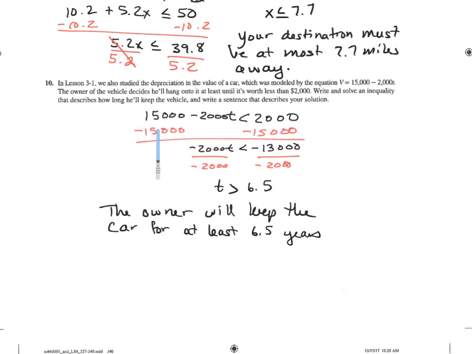Okay, so I subtracted the 15,000 from both sides, and I got negative 2,000t is less than negative 13,000. Now to get the t by itself, we have to divide both sides by negative 2,000. Remember, when you divide or multiply both sides of an inequality by a negative number, you change the direction of the inequality. So it was less than before, now it's greater than. So that means the owner will keep the car for at least 6.5 years.